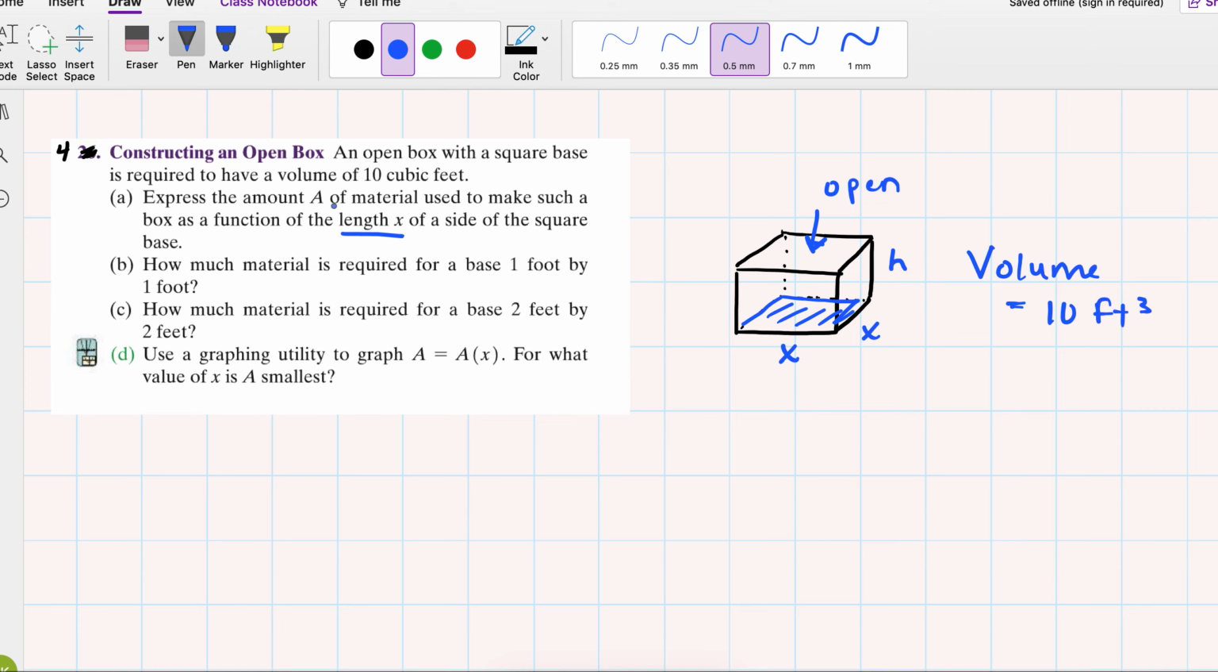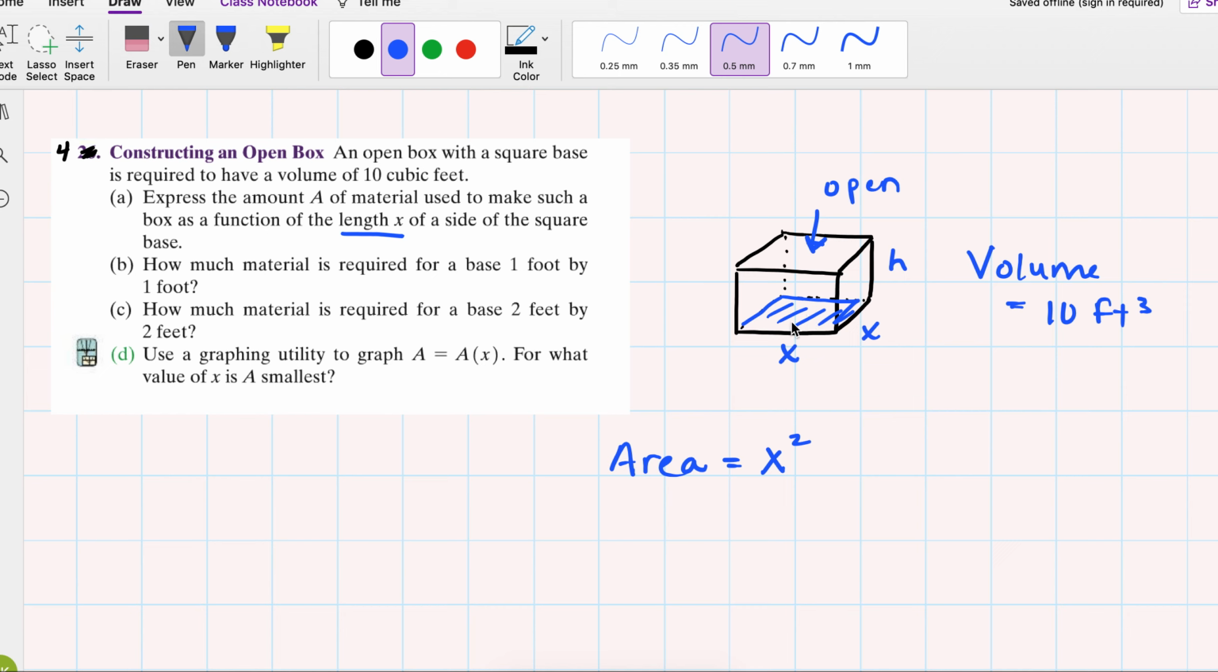Okay, so we want to express the amount A of material used to make a box. So the amount of material used is the surface area of all of the sides of the box. So in other words, the area is going to be equal to, we're going to find the area of each side of the box without including the top because it's an open box. So for the bottom, to find the area of the bottom, that's going to be x squared.